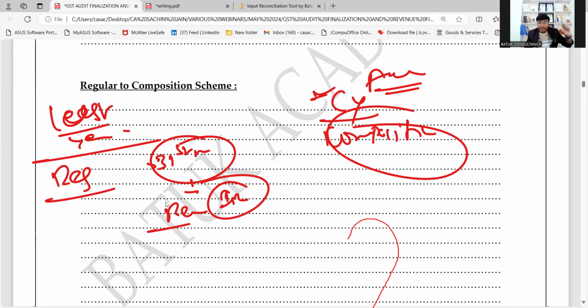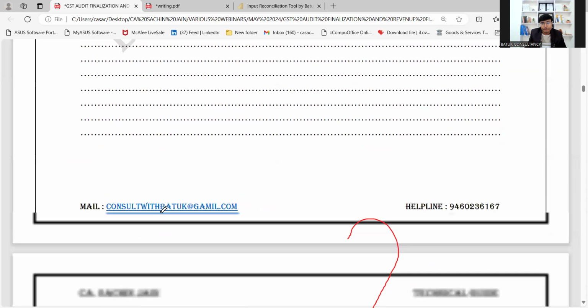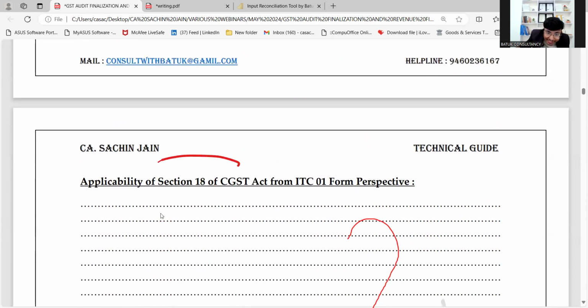For that purpose, again you need to demand the stock list on which that person has reversed the input tax credit and cross tally the same with the stock register. That is your duty, and satisfy yourself about the reversal amount. If there is any excess reversal or less reversal, that is an issue and we need to report it in our audit. So this concept of composition to regular and regular to composition is okay for everyone. Section 18 of the CGST Act also deals with this concept. There are certain other concepts also.